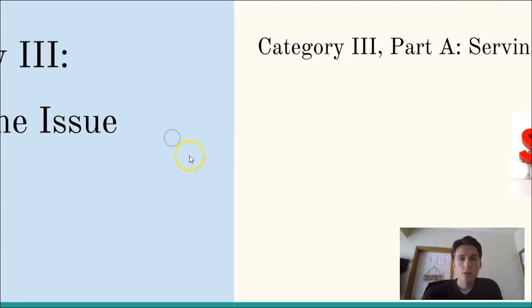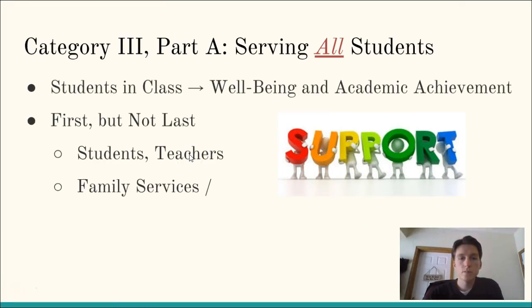Okay, so resolving the issue. How are we making sure we're serving all students? Well, I think the big part of that is keeping students in class. That's going to be for their well-being and academic achievement, right? If they're not in the classroom, they're not going to be exposed to that material, and it's also going to be a safer place for them to be in that classroom and not in isolation, like, here, sit in this room. We're basically sticking you in solitary confinement and giving you a book. That's not going to be conducive to that child's well-being.